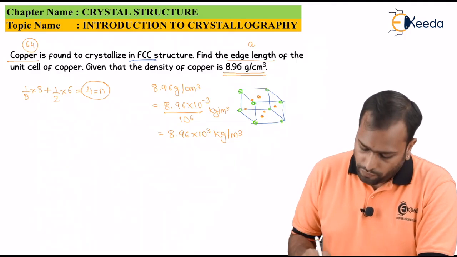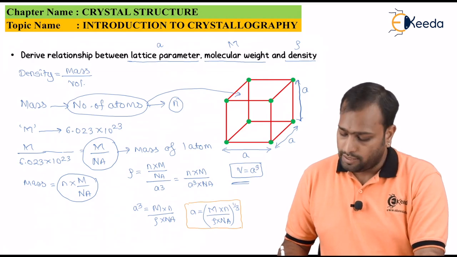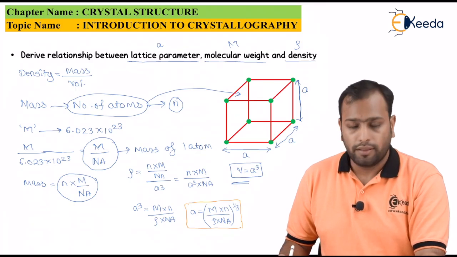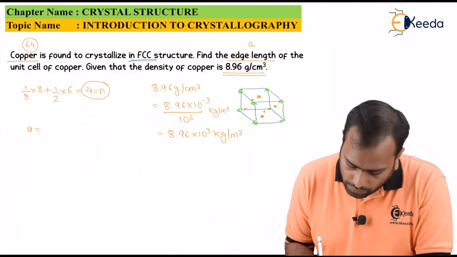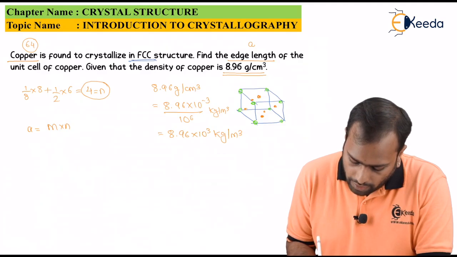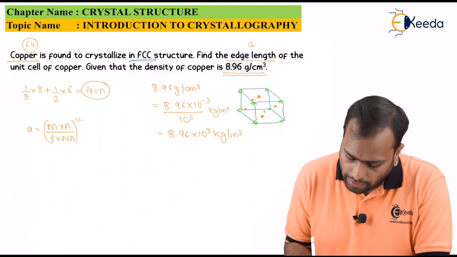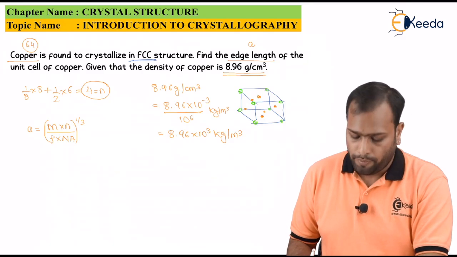Now, we know the formula as we studied in the last slide, as the edge length is equal to m times n divided by rho into Na, the whole raised to 1 by 3. So I'll be using the same formula. A equals m times n divided by rho times Na, the whole raised to 1 by 3. Now we just need to plug in the values and find the value for A.